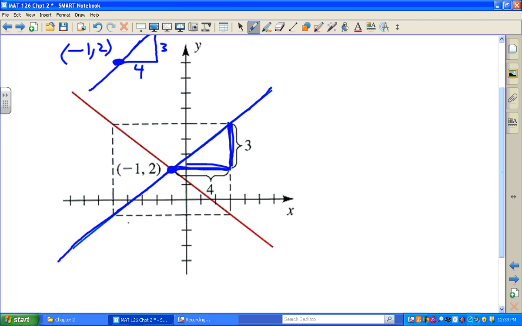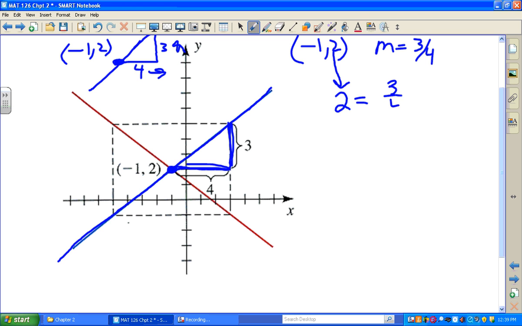All right, so to find the equation of the line in blue, like I told you, I got the point and I got the slope, equals 3/4. Remember, it's rise over run. So I would just put it into the equation: 2 equals y equals mx, times negative 1 plus b. I solve for b, and that's my equation.